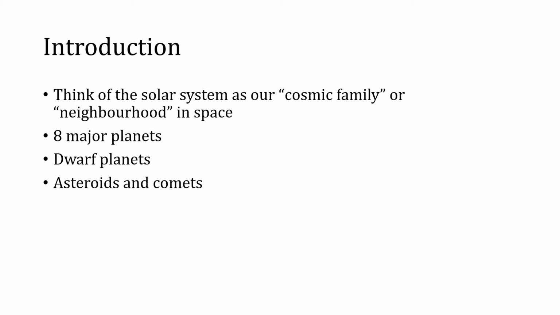But anyway, for now, suffice it to say that we can think of the solar system as our cosmic family, or maybe our neighborhood in space. The universe is a really big place, and in the next few lessons we're going to explore different aspects of the universe at different scales. So we'll look at relatively small stuff like planets and stars in our solar system, and then we'll look at bigger things like galaxies. So in this lesson, we're just going to talk about the stuff that's contained within our solar system, which you can see on the screen.